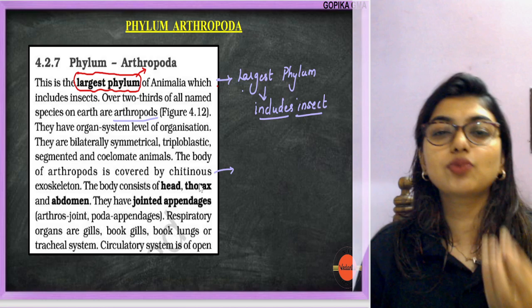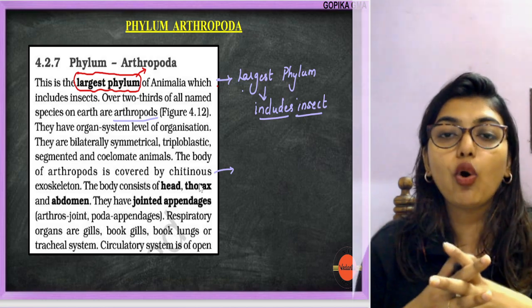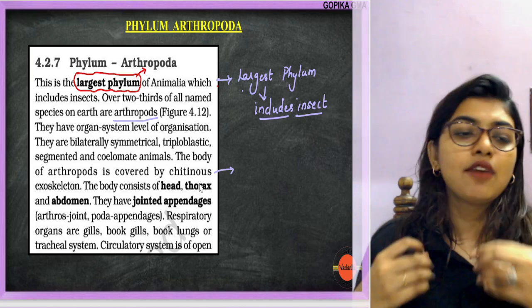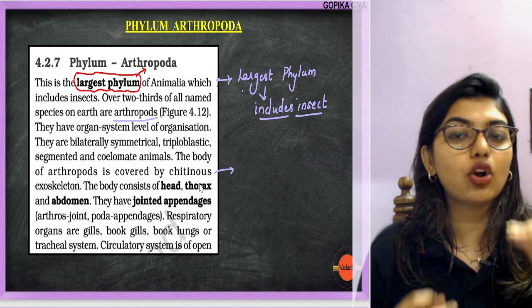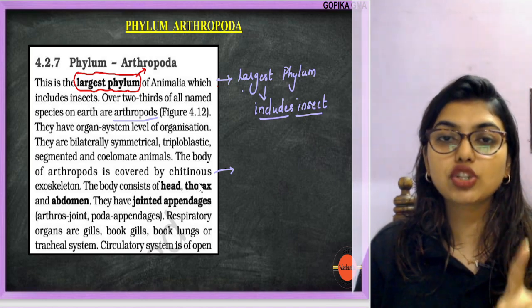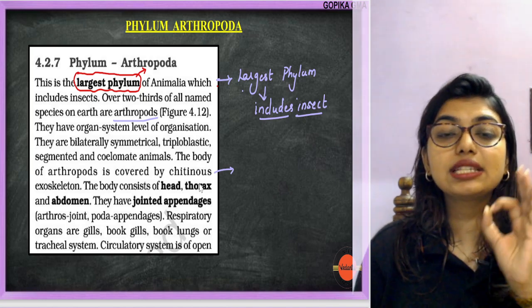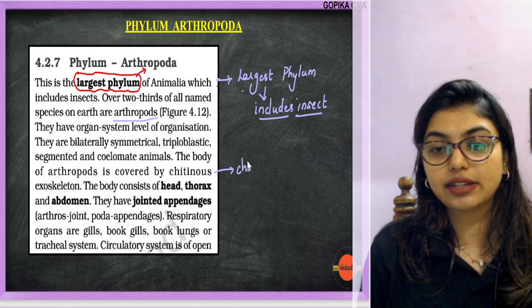And students, this is one of the most important reasons why insects are spread all over the place. Whichever places you go, you'd realize that insects are not getting extinct, and the main reason for their increased survival rate is going to be the chitinous exoskeleton.